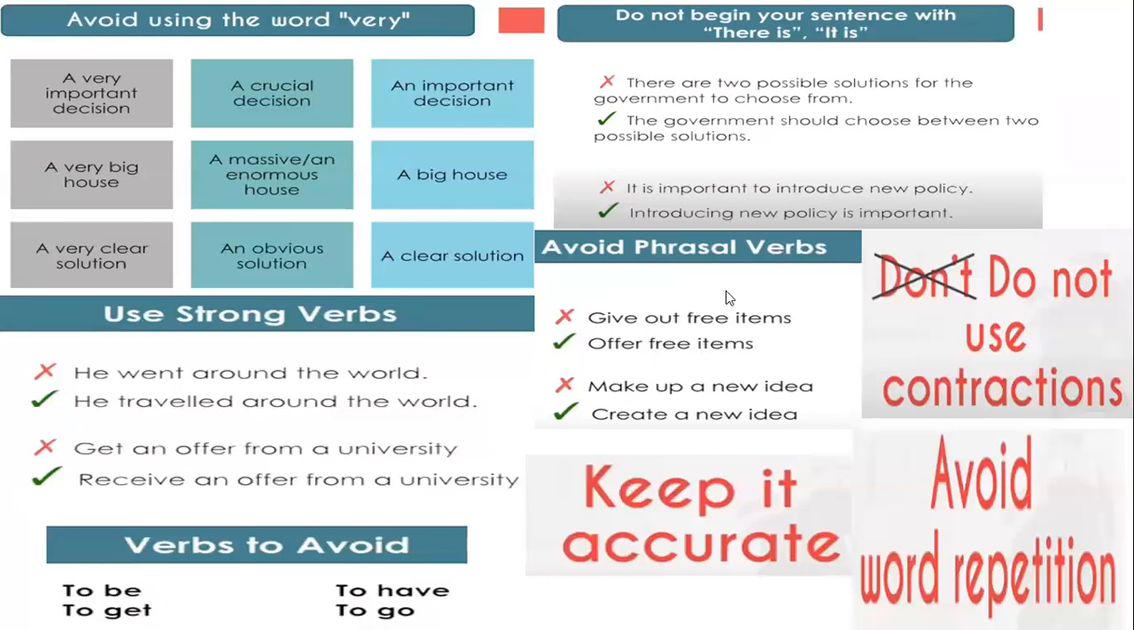Avoid phrasal verbs, which I said earlier: "give out": offer; "make up": create. Keep it accurate. Don't use contractions. Avoid repetition. So these are all the 30 things that you need to do or follow to improve your writing here.